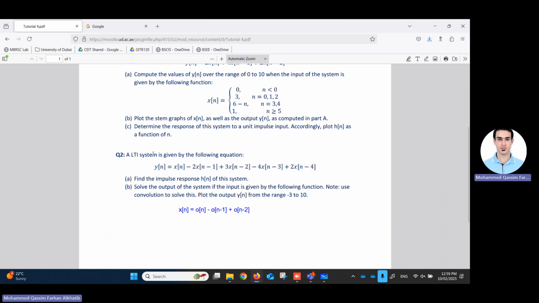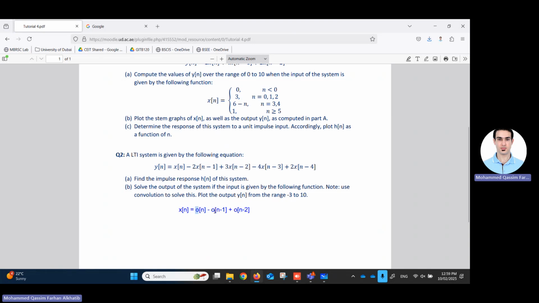Let's say an LTI system is given by the following. Find the impulse response: delta of n, 2 delta of n minus 1, plus 3 delta of n minus 2, 4 delta of n minus 3, 2 delta. The order is 4, the length is 5. Solve for the output of the system if the input is given by the following function. By the way, those are supposed to be deltas; let's just say we have typos here.